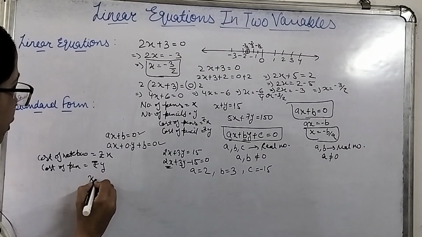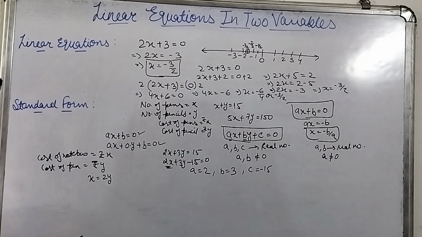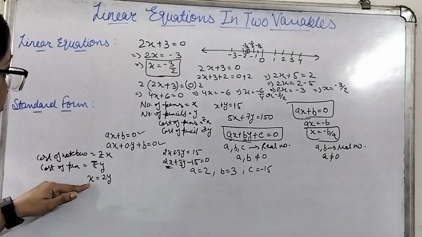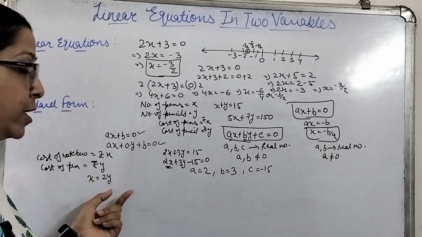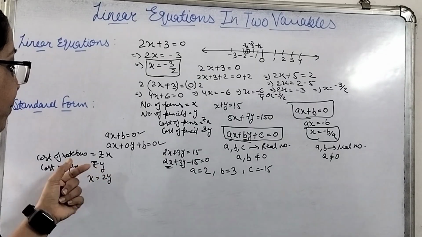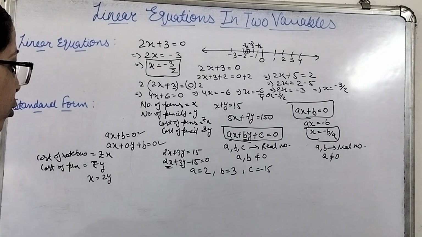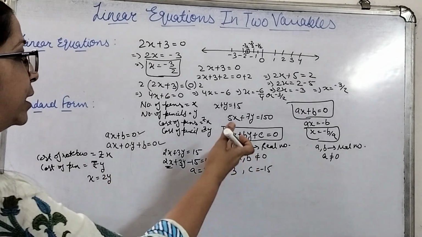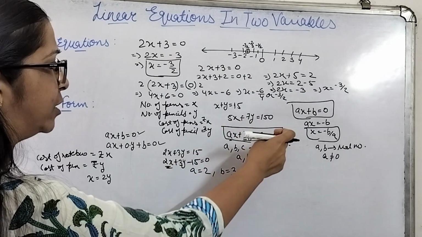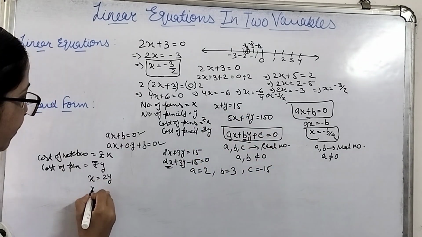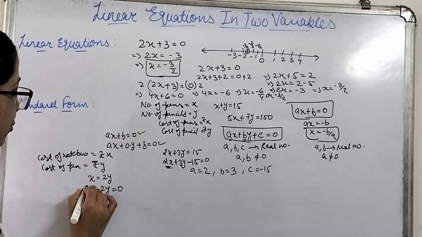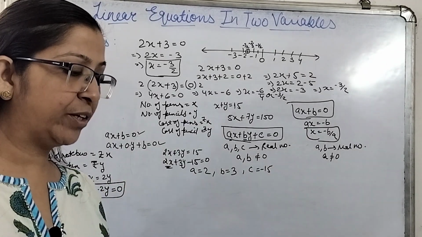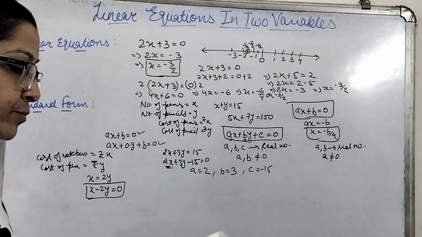That simply means your condition will be x is equivalent to 2 times y, because x is the cost of a notebook and y is the cost of a pen, and the cost of a notebook is twice the cost of a pen. So if the cost of a pen is y, twice of it will become 2y, and both are equal, so this will be the condition. Now if we have to convert this into a linear equation in two variables, we have to convert it into standard form. So it could be written as x minus 2y equivalent to 0. This is the equation that represents the statement.